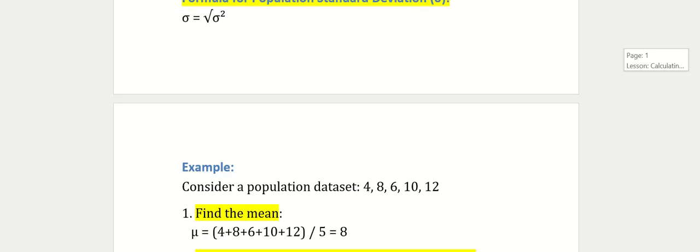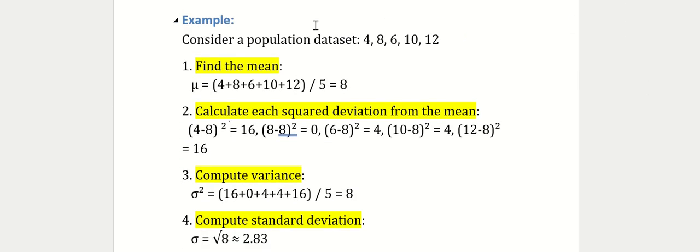Okay, let me give you an example. Let's assume that we have this population. This is the whole data set. To calculate the variance and the standard deviation, the first step is always to calculate the mean. So you have to sum them together and then divide by their number, and we will get 8, for example, in this example.